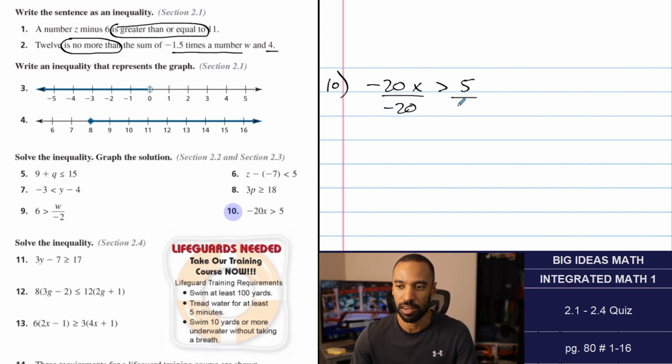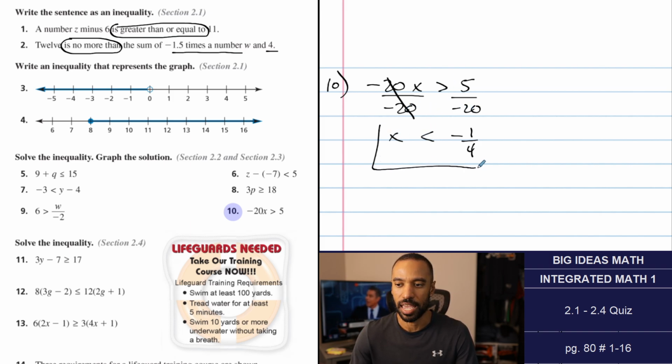Let's divide both sides by negative 20 as it's multiplied by x. And here I have x, here I have negative 1/4 if you reduce it, or negative 0.25. But the inequality here also flips because we divided by a negative. So this becomes x is less than negative 1/4. Now, I don't do anything very special when I do these. I just write 0, negative 1/4.